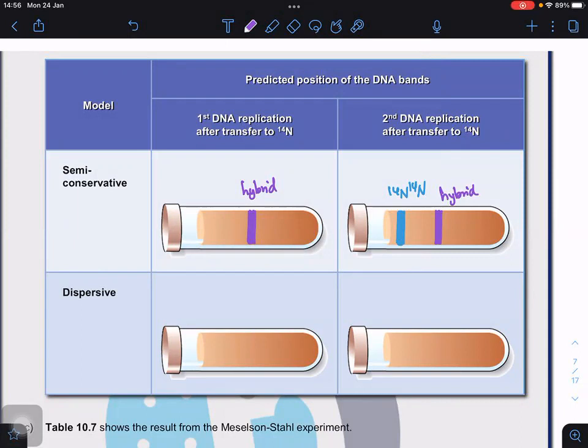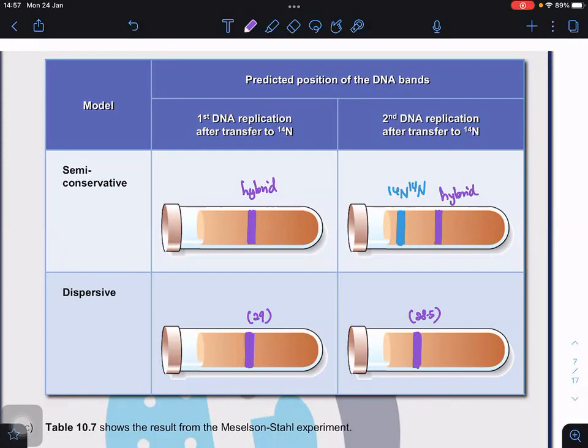Dispersive, same thing. We're going to have one band at the center for the first generation, which represents the 29 units of mass, and another one in between. So this one, 28.5. Clear so far? Okay or not?